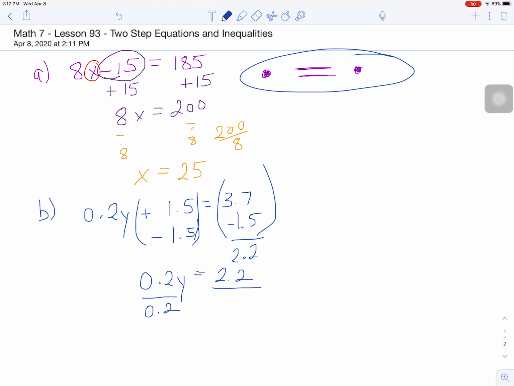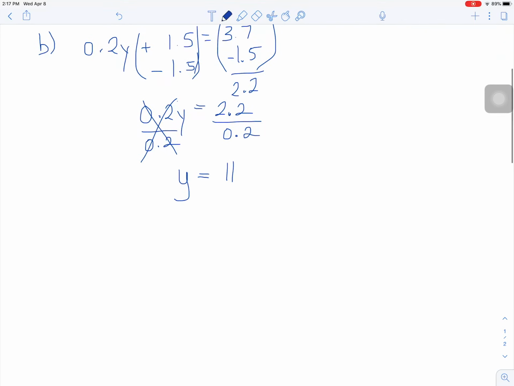So now we have to divide this by 0.2. We have to divide this by 0.2. So this will cancel that out, leaving just y on the side, which we liked. Now y equals 2.2 divided by 0.2, and that is going to equal 11. All right, you should see how the concept works here. So I'll write down the question. You can as well. Figure it out, hit pause before you see the solution, and see how well you can do on this one.